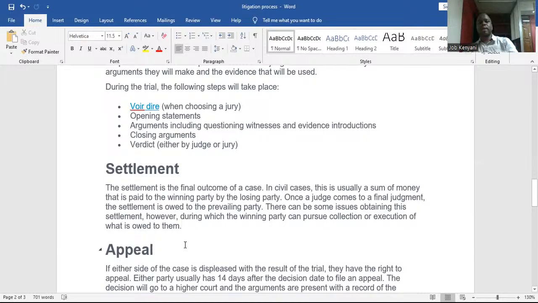So the settlement is where, for example, they give a remedy of an injunction, or a remedy of damages. That is the settlement that must be carried out by the accused party, the defendant.